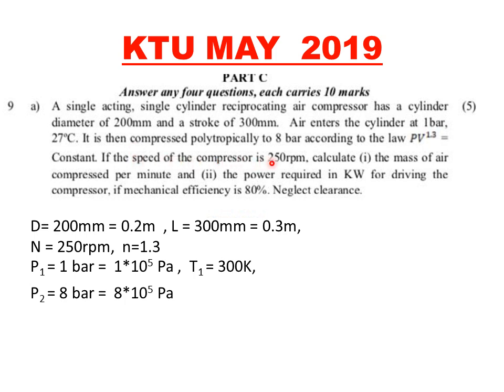If the speed of the compressor is also given, 250 RPM. So first we will write all the given data in the question. Then you are asked to find out the mass of air compressed per minute, that is mass flow rate, and the power required, that is indicated shaft power. The mechanical efficiency is given as 80%. Just note that in this case, no need to consider the clearance volume, that is, neglect clearance.